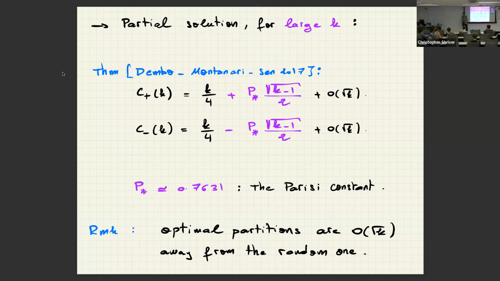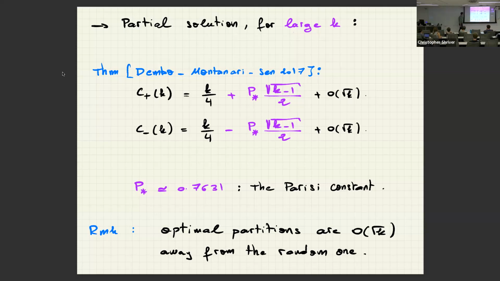The next term is non-trivial. It behaves like square root k. So you go from k to square root k, and there is an explicit constant up front, P star. Then the next order term is some little o of square root k. Similarly, for min-bisection there is a minus, so that if you sum them, you get k over 2 plus a little o of square root k. So they partially prove the conjecture in this large k limit. We don't know rigorously what the next term should look like. There are some conjectures.